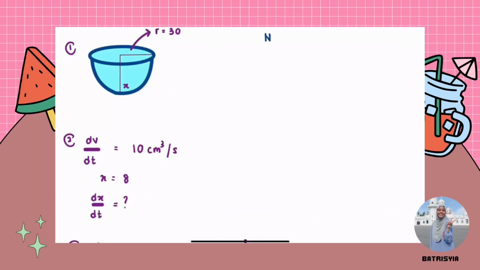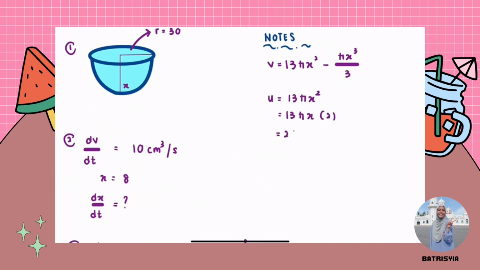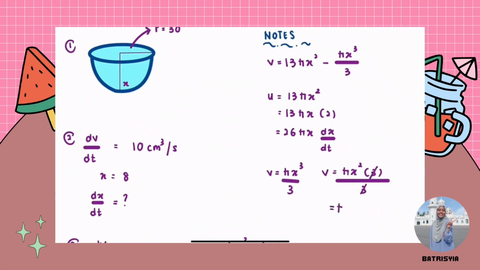Notes for this question. As my friend mentioned before, we need to differentiate the volume. From the equation, there are two parts, which are 13 pi x squared and minus pi x cubed over 3. In the first part, 13 multiplied with 2 and x squared will minus 1, so we're going to have 26 pi x dx over dt. In the second part, 1 multiplied with 3 and x cubed will minus 1. Then simplify the equation, we're going to have pi x squared dx over dt.